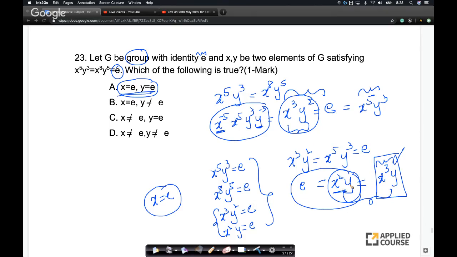So e equals x square y equals x cube y. I want to prove this. I still don't have this. If I have this, I know that x equals e. So I want to prove this. How do I prove this now?